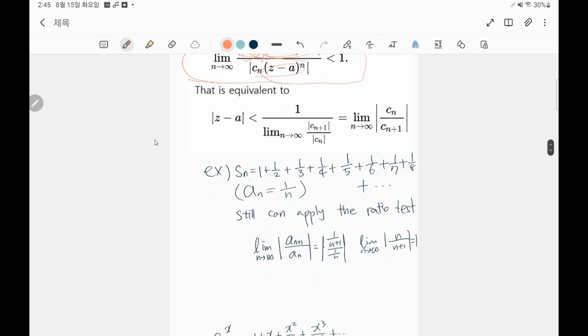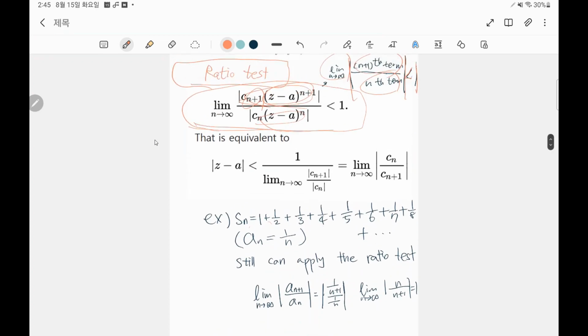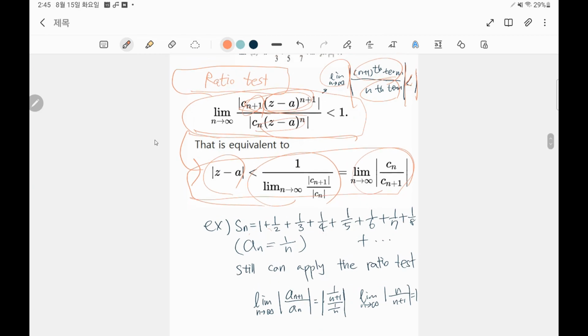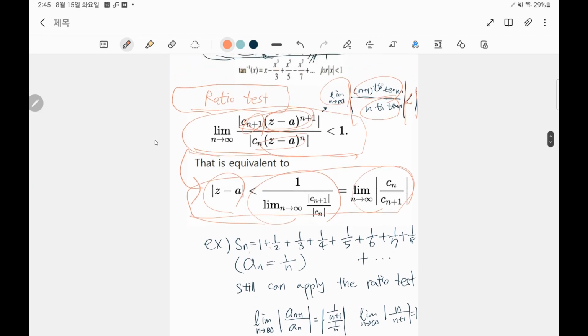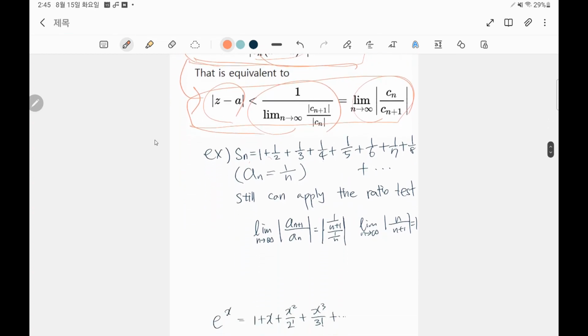So this equation, you can simplify it, shuffle it around, and you get a simpler version of that equation. But that's not important. All you need to do is calculate this term here, the n plus 1 term over the nth term, and set that less than 1 as n goes to infinity. You have to calculate the ratio test yourself.